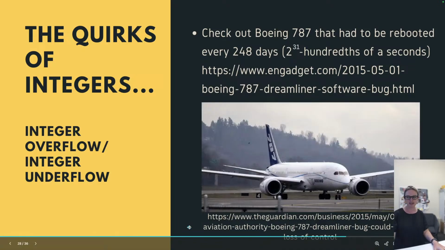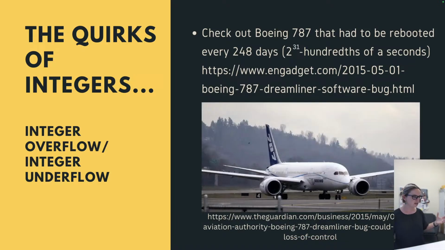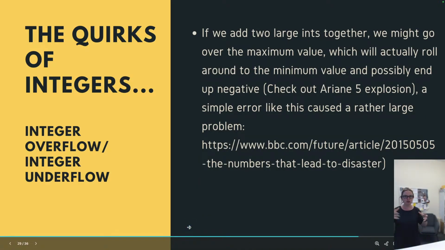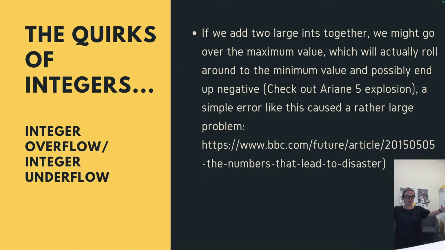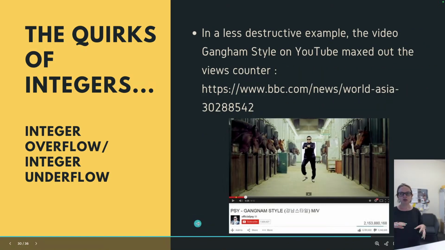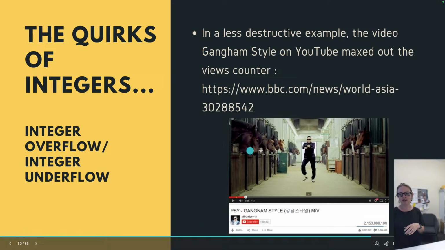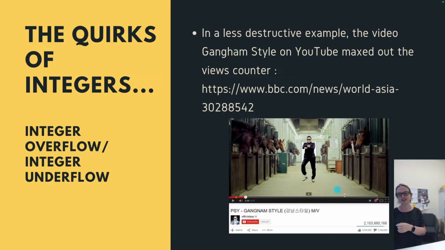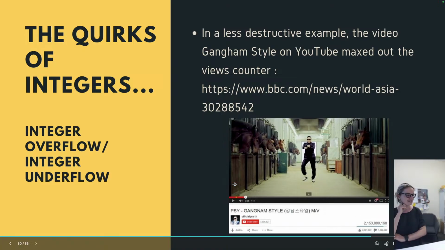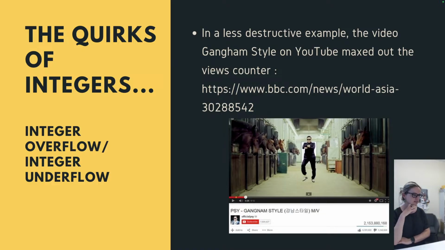Someone did some very bad coding in there, and that could have been a complete disaster, right? Because it's on a plane. It's a real problem there. If we add two large ints together, we might go over the maximum value possible, and what happens is that it ends up negative. We have had an explosion for that as well, and it's a very big problem when that happens. On a less destructive example, Gangnam Style reached the maximum counter that you could have for YouTube, because it reached the limit of the int. So it's not that dangerous, but quite fun.